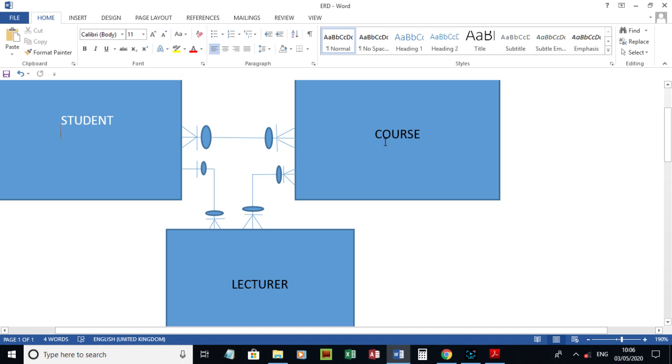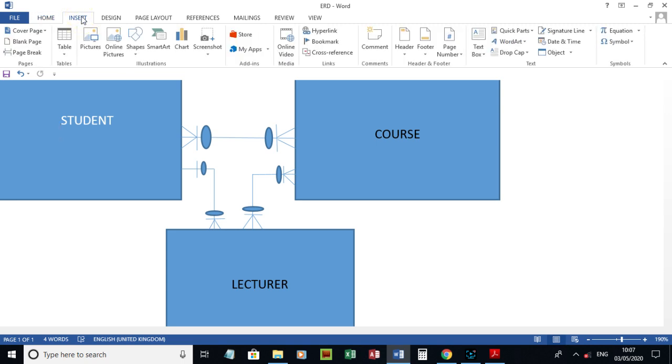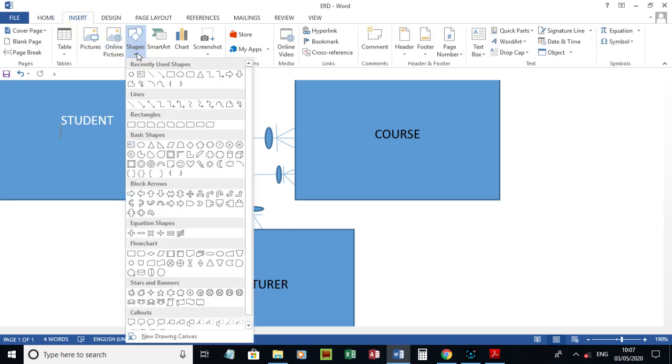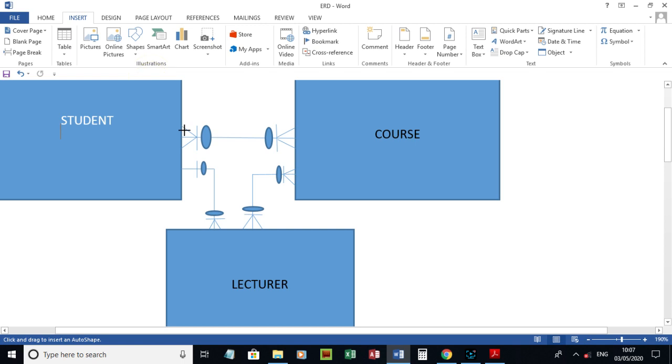What about students and lecturer? Many students can be taught by many lectures, isn't it? All right, so let's move on. It's possible. Many things are possible under the sun. But the chain is not possible. So if that's the case, let's learn how to do it.